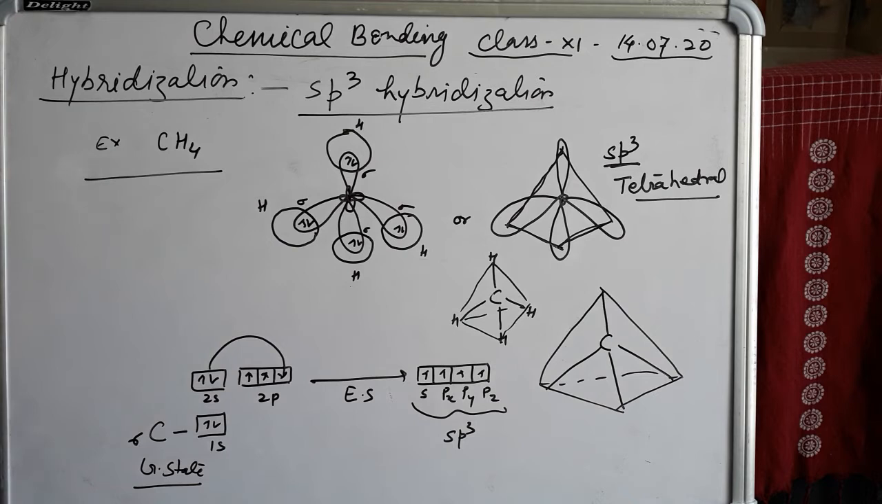If 2 orbitals are involved, the hybridization is sp. If 3 hybrid orbitals are involved, the hybridization becomes sp2. If 4 hybrid orbitals are involved, the hybridization becomes sp3. Next, another example of sp3.